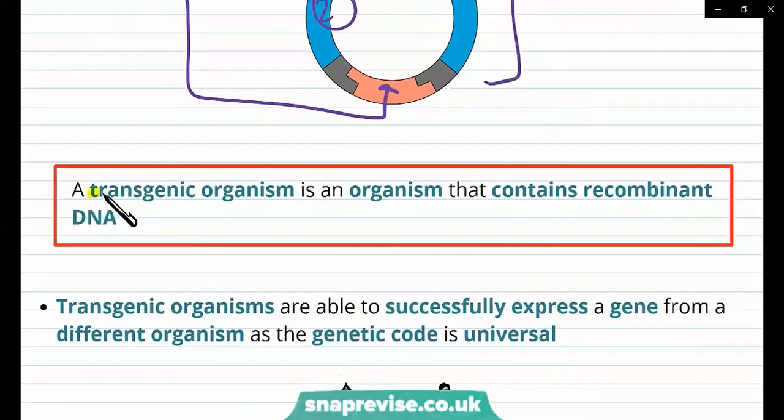So what this means is that a transgenic organism is an organism which contains recombinant DNA. So it combines the two terms. Transgenic meaning that it's taken genes from another organism, which means its DNA contains not only its own genes, but also DNA from another organism. So it's recombinant DNA.